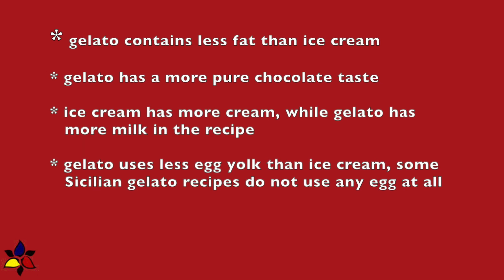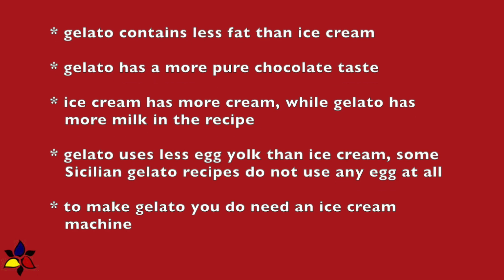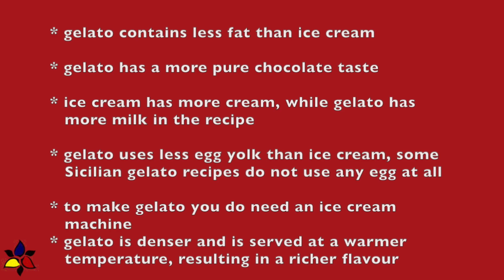Most gelatos in general have less eggs than ice cream, and many of the Sicilian gelatos have no egg at all. However, you do need to have an ice cream machine to make gelato because it needs to be churned very slowly in order to reduce the ice crystal size. And because of this slow churning, you'll find that the gelato is denser than ice cream as a result of having less air. In general, gelato is served at a warmer temperature than ice cream. The warmer serving temperature also helps to bring out the richer, stronger flavor of your gelato.